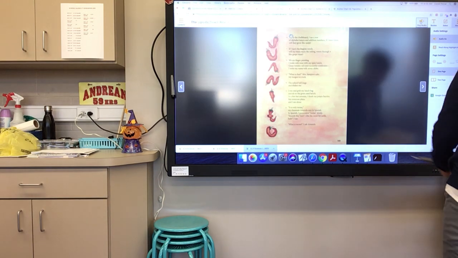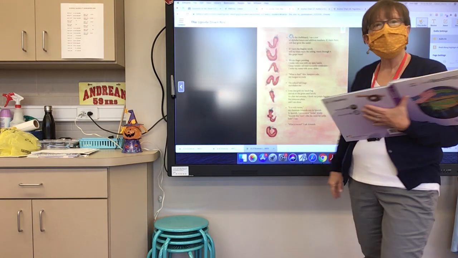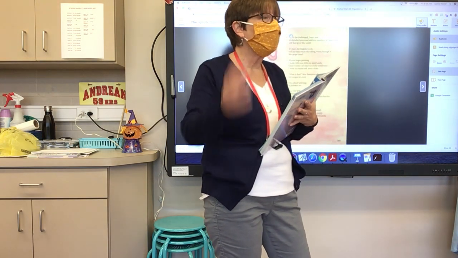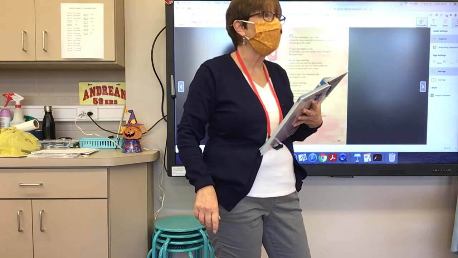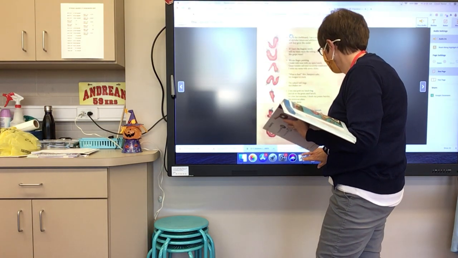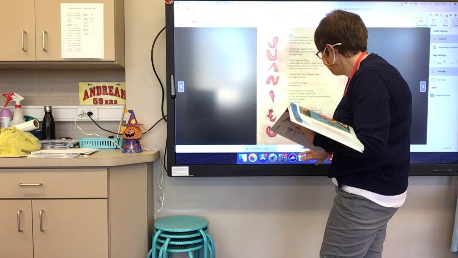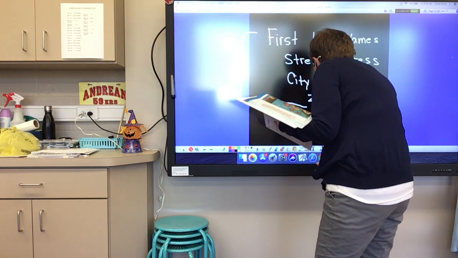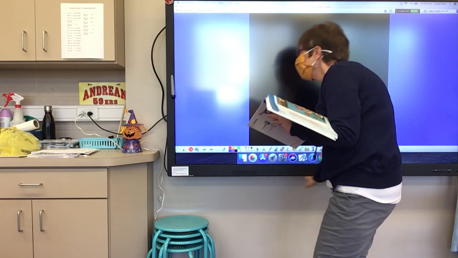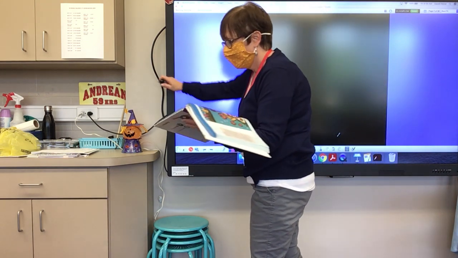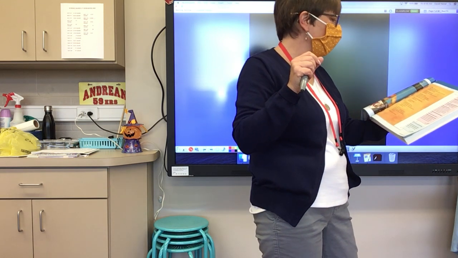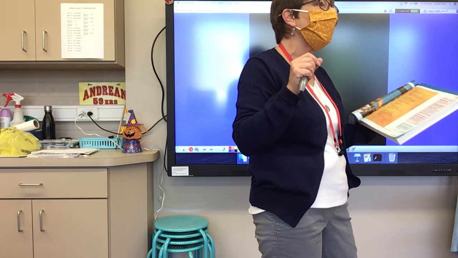Oh, now I like how so many people were following along while that part of the story was being read. That's a good job. Here's what we want to be looking at, boys and girls. What similes does the author use in paragraphs 14 and 15? So look at 14 and 15.